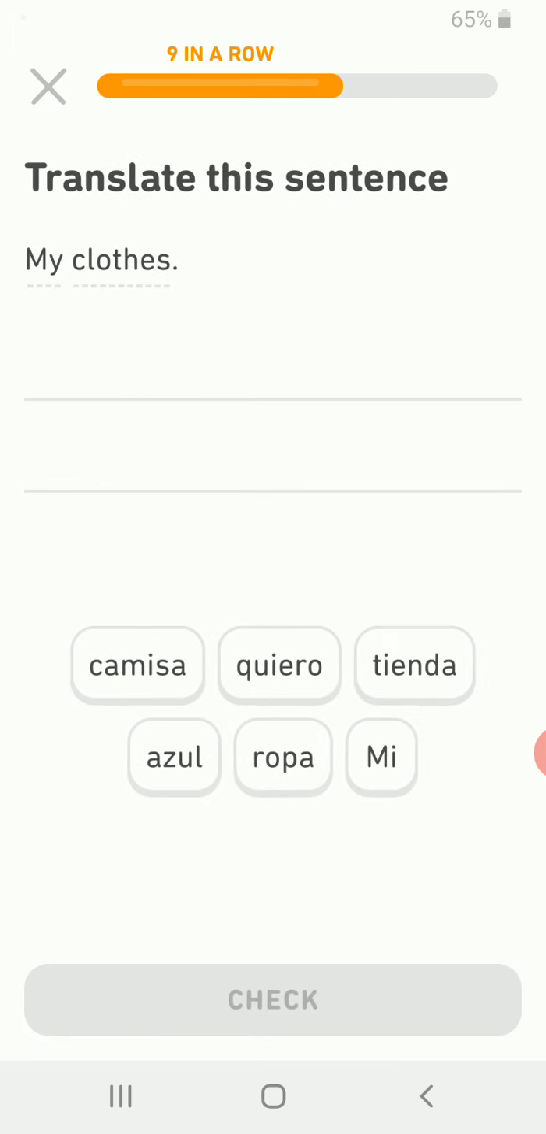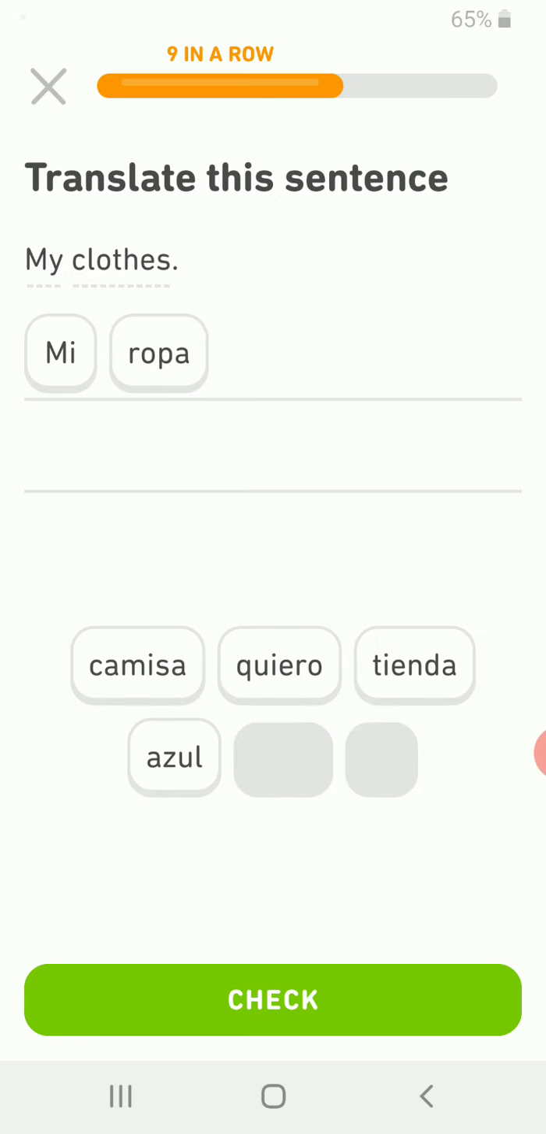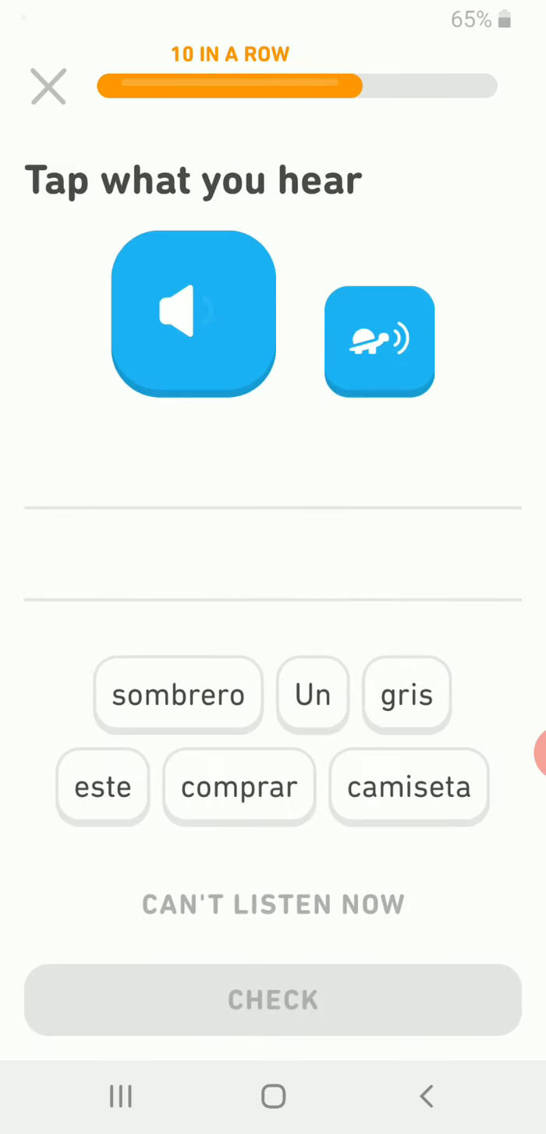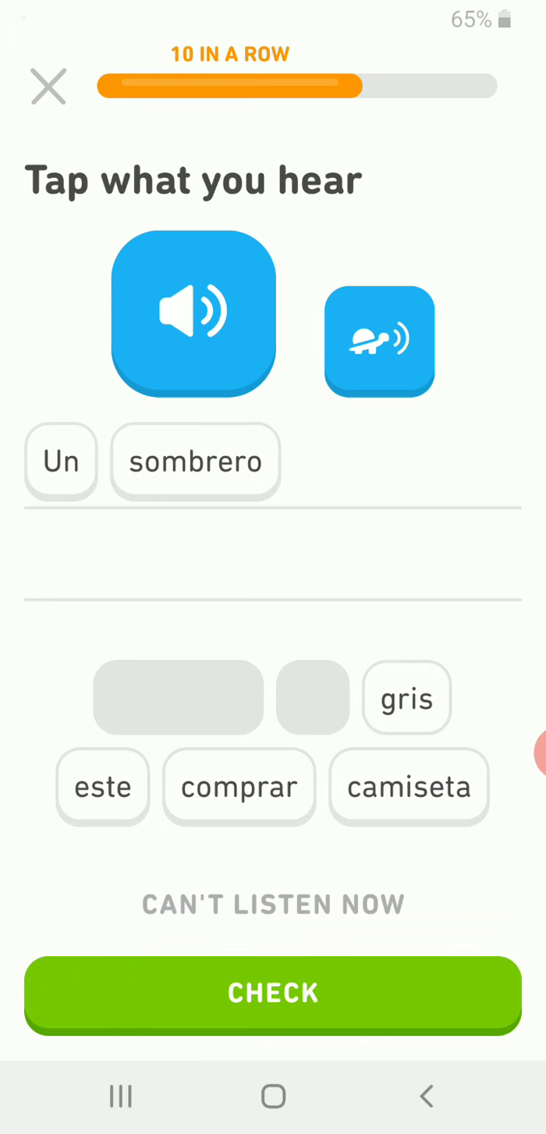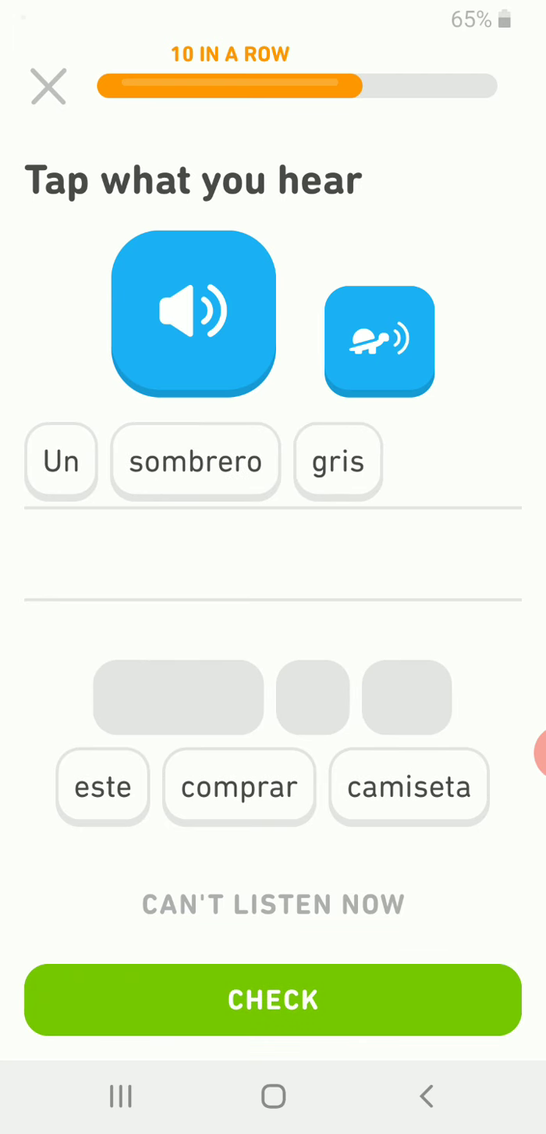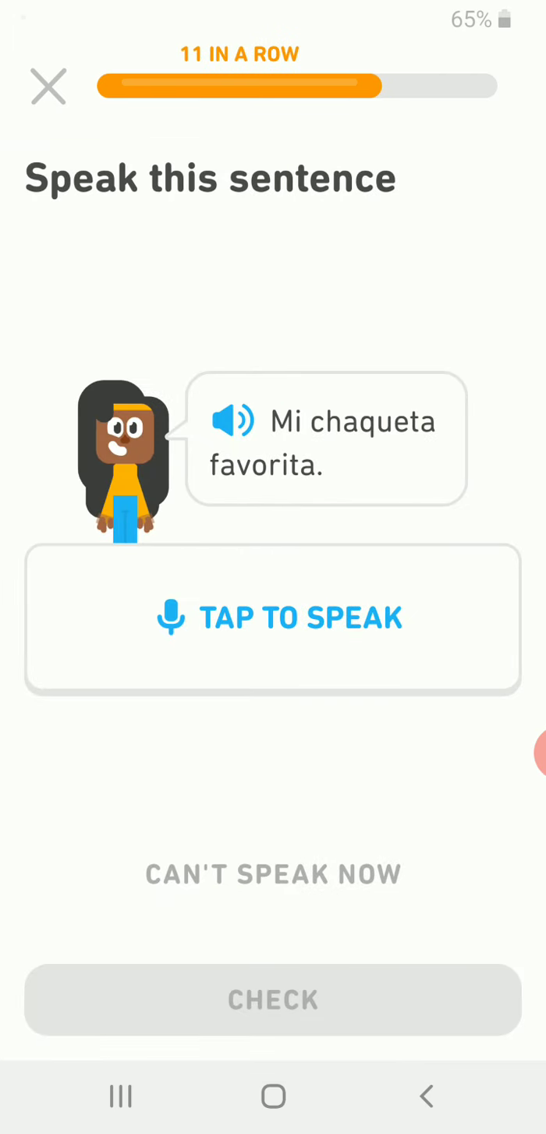And my clothes, it's mi ropa. And un sombrero gris. A gray hat. Mi chaqueta favorita. My favorite jacket.